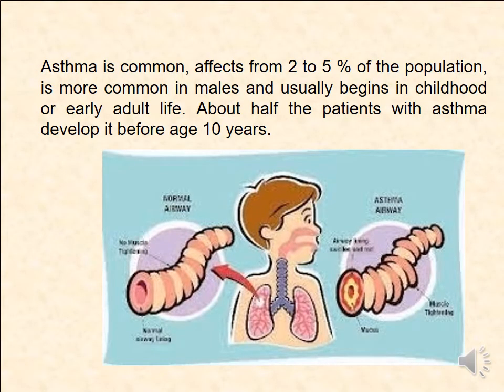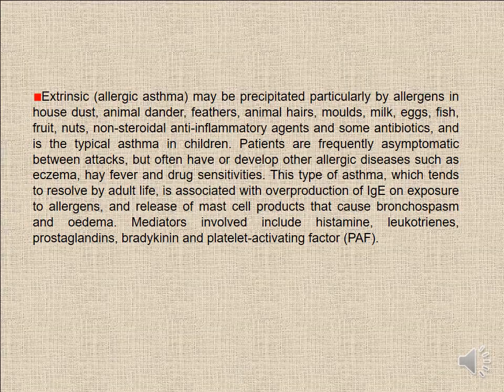Asthma is a common disease, affecting 2 to 5% of the population. It is more common in males and usually begins in childhood or early adult life. About half the patients with asthma develop it before the age of 10 years. So asthma is more common in childhood. We have two types of asthma, the extrinsic type and the intrinsic type.